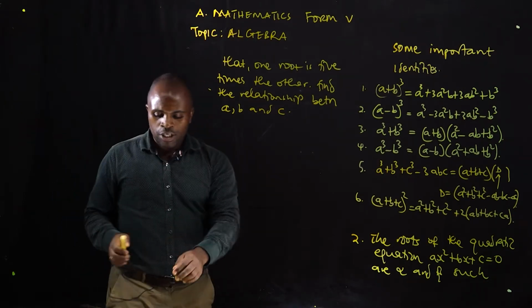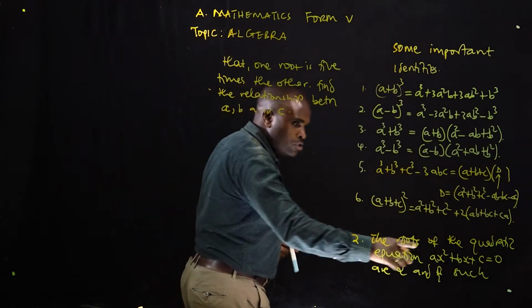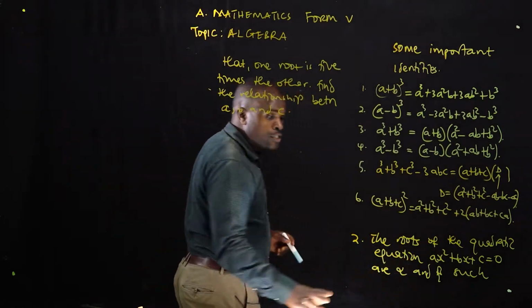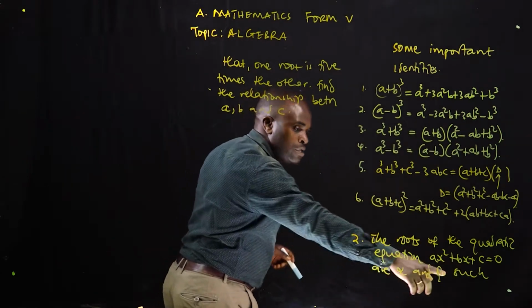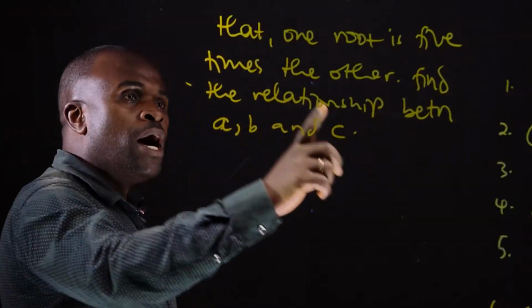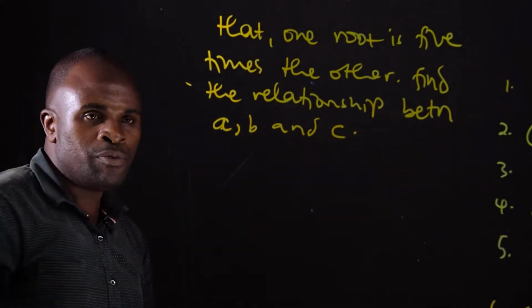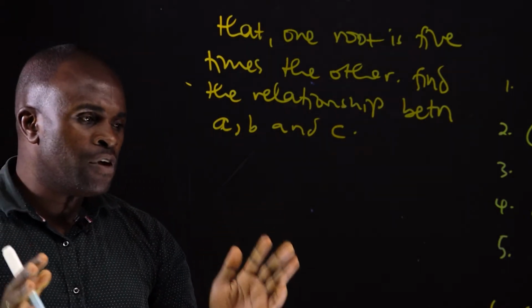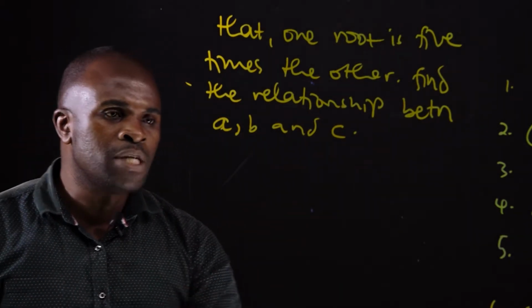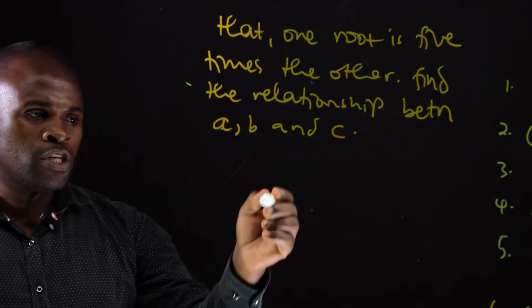You can see this question. This is an interesting one. It says the roots of the quadratic equation ax squared plus bx plus c equals 0 are alpha and beta such that one root is 5 times the other. Find the relationship between a, b, and c. You will see a very related equation of the same nature in the advanced mathematics by Tranta. So we say solution.